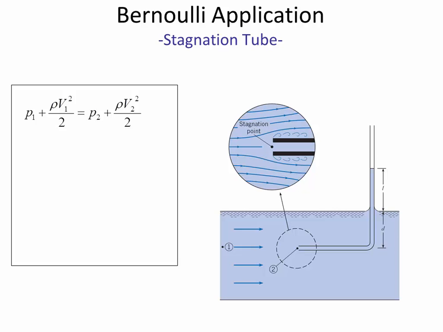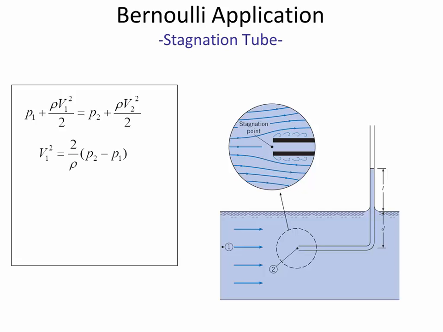And so normally I write it as P1 divided by gamma plus Z1 and so on, where each of the terms will have units of length. Here it's the same equation, just expressed in terms of pressure instead of head. Okay, so we start off with Bernoulli's equation: the pressure and elevation, not shown, and the velocity pressure at 1 is going to equal the sum of those at 2.